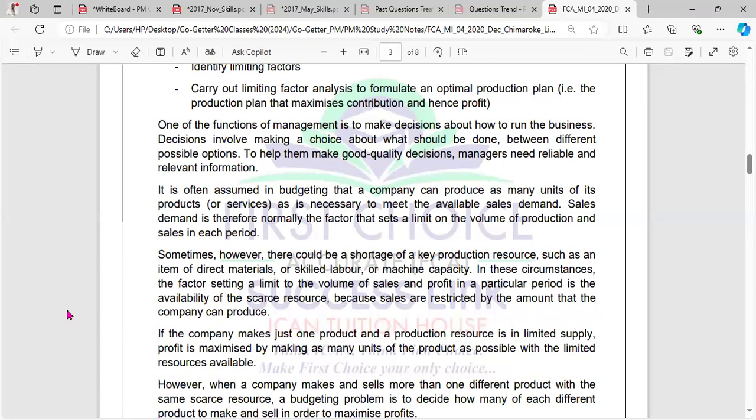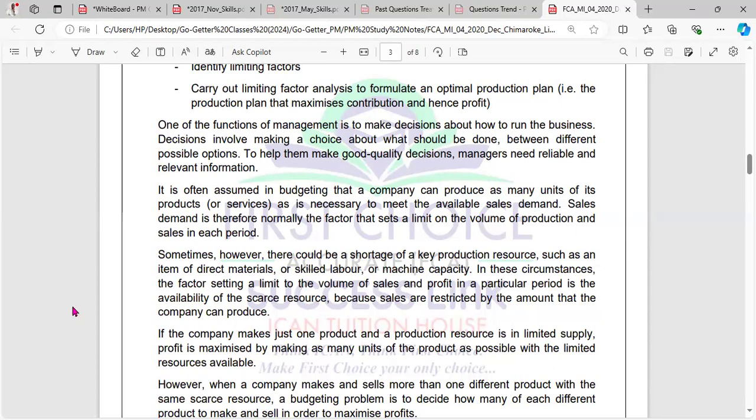If a company makes just one product and there is a limited supply of a key resource, this is easy. The company will just produce as much as they can using the limiting factor available. That is, if it's just one product. Let's say it's just bread you are producing and there is a shortage of flour, then with the remaining flour you produce as much bread as you can.